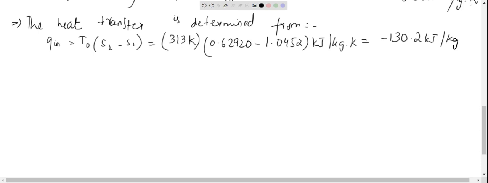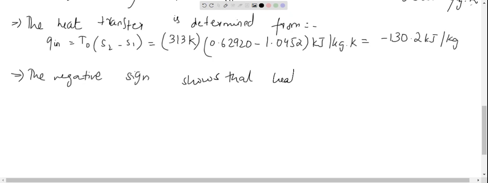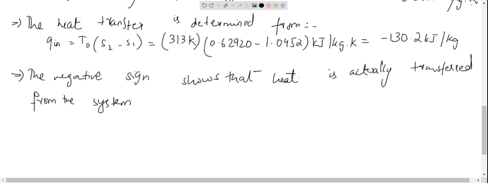So now the negative sign shows that heat is actually transferred from the system. So that is Q out, which is equal to 130.2 kilojoule per kg.